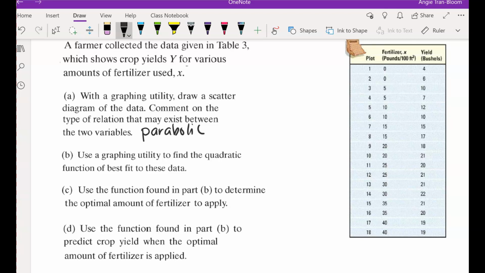Guys, when you are doing your homework or on an exam, I don't want you to round until the very end. Okay. So keep all the decimals in. That's why I'm telling you to store it.